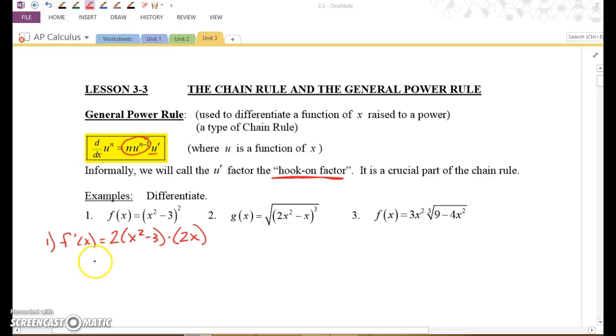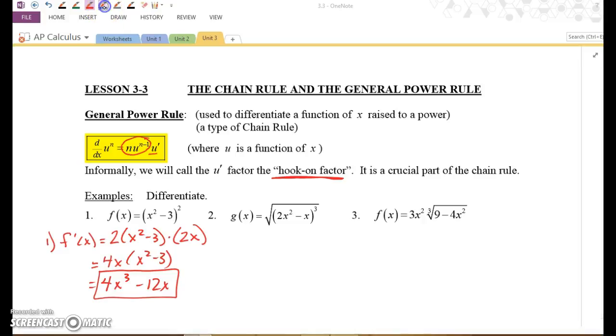At this point, I would want to simplify this and make it look a little simpler. If I have 2 and 2x, that's 4x. I'm going to distribute 4x through this quantity. So 4x times the quantity x squared minus 3 gives me 4x cubed minus 12x. That would be the simplified version of that derivative.